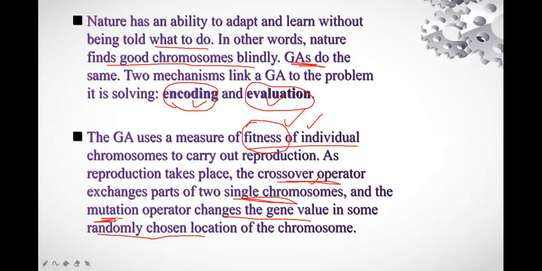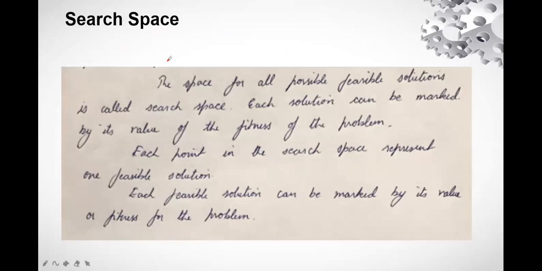These are the major mechanisms we are going to use. Now, what is the search space? The space for all possible feasible solutions is called the search space. Search space is the set of possible solutions we have. Out of this search space, we are going to find the best solution according to the fitness function.